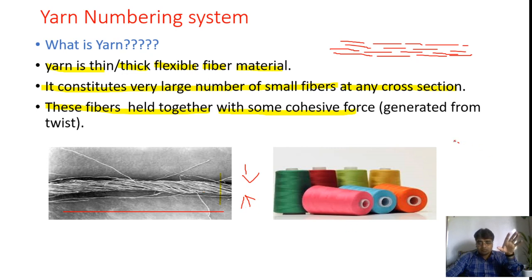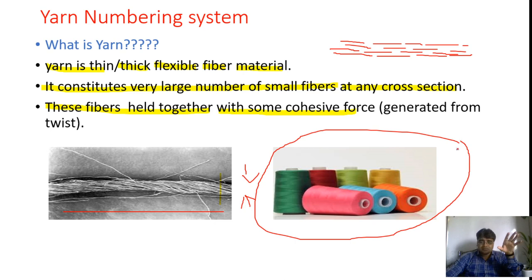Now here you can see different shapes of yarns, meaning how we can store the yarn. The yarn may be stored on a cone, or stored in the shape of cheeses. So these are the different shapes of packages. So this is a yarn.